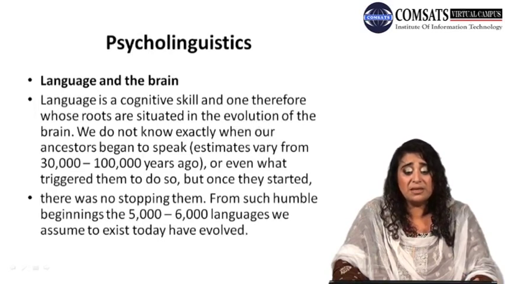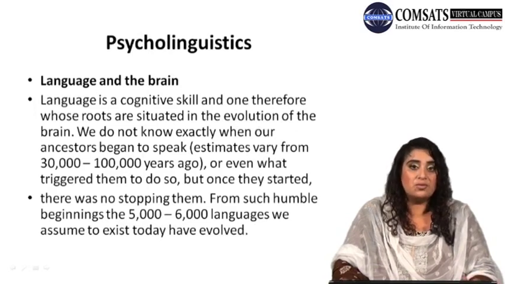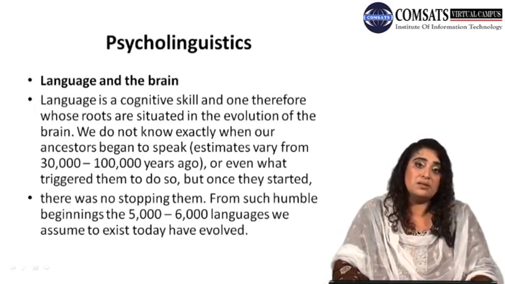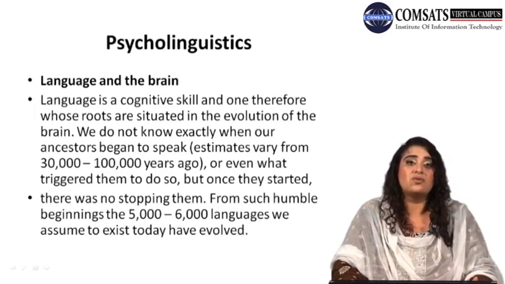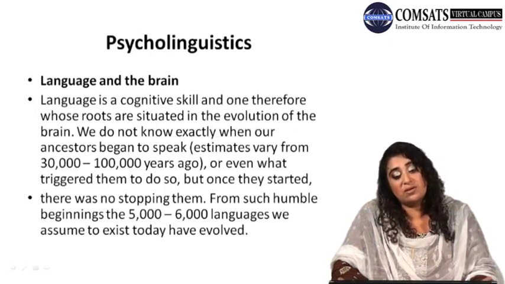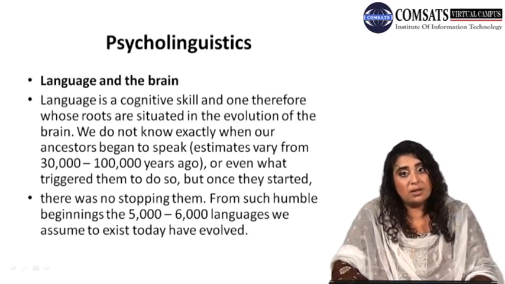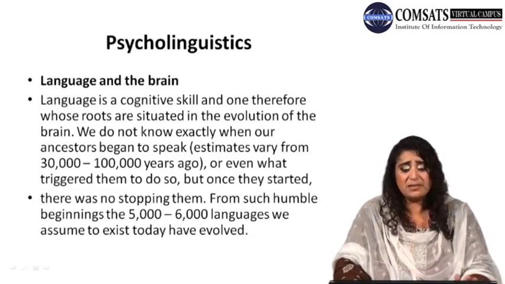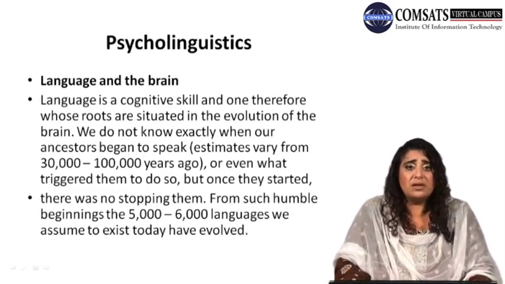So even we didn't have any idea what triggered them, how it started, or what influenced them to start speaking. But once they started speaking, there was no way of stopping them. So from such humble beginnings, the 5,000, 6,000 languages we assume to exist today have evolved. The beginning was so humble, so simple, that now we have 5,000 to 6,000 different languages spoken in the human community. And they exist today. We assume that they evolved.